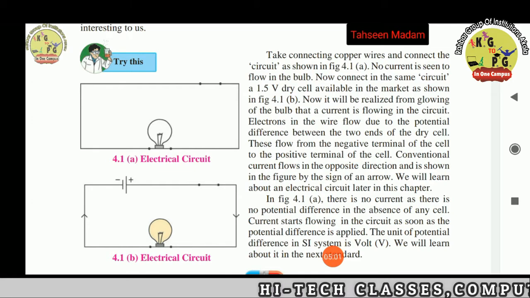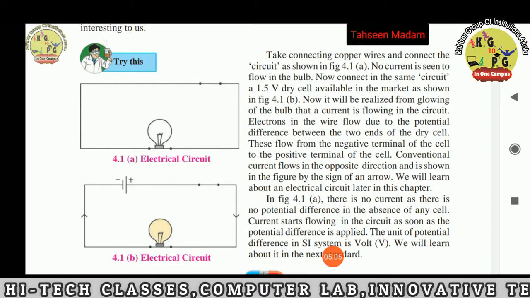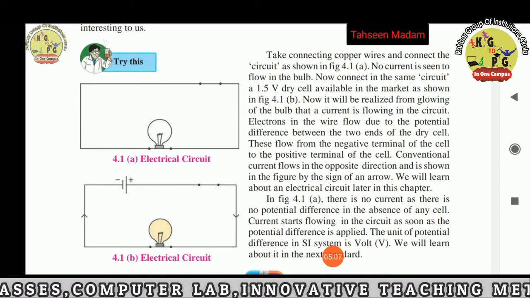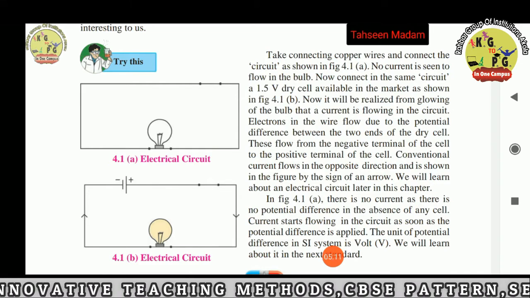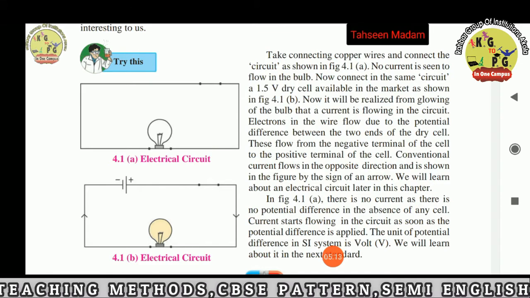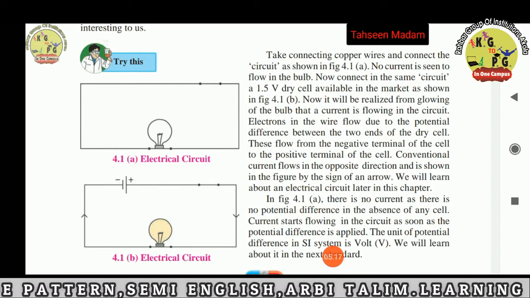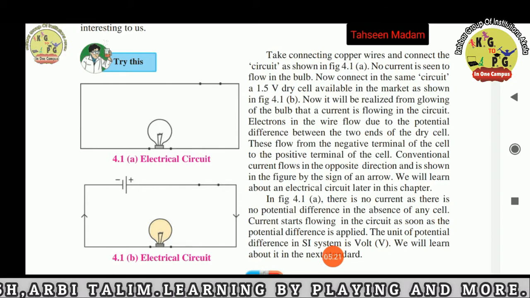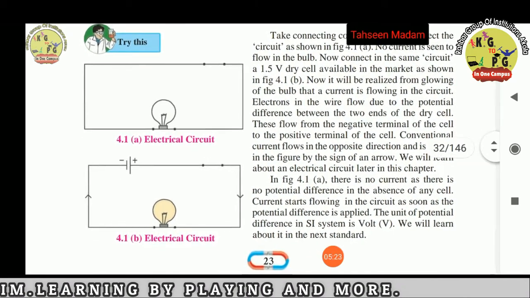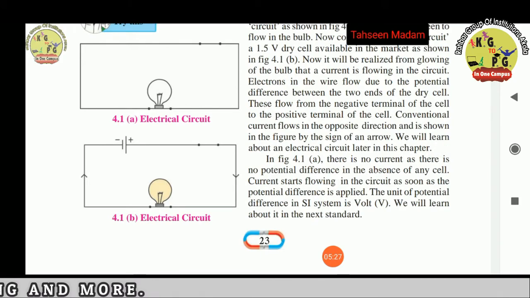Now it will be realized from the glowing of the bulb that current is flowing in the circuit. Electrons in the wire flow due to the potential difference between the two ends of the dry cell. These flow from the negative terminal of the cell to the positive terminal of the cell. Conventional current flows in the opposite direction and is shown in the figure by the sign of an arrow.